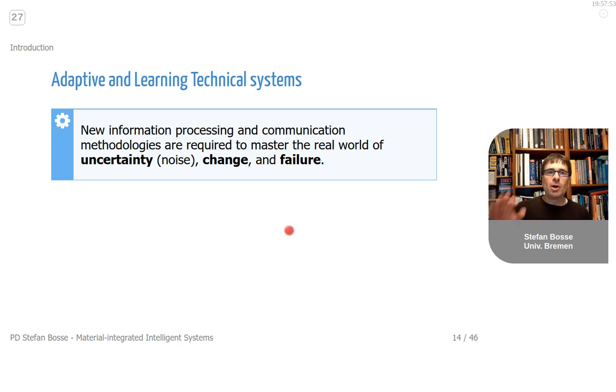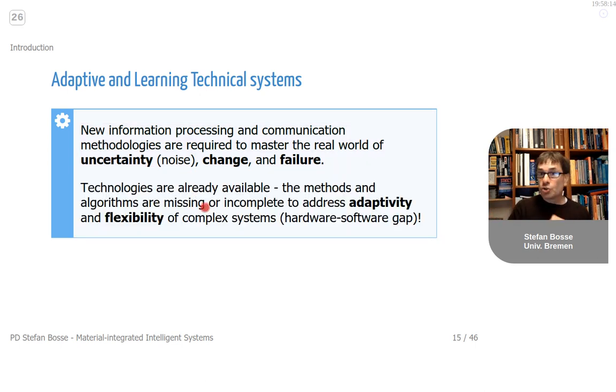So, we talk about adaptive and learning technical systems in this context. New information processing and communication methodologies are required to master the real world of uncertainty, that means noise, for example, dynamic and continuous change, and failure. Technologies are already available. I will show it next. The methods and algorithms are missing or incomplete to address adaptivity and flexibility of complex systems. So we have basically a hardware-software gap.